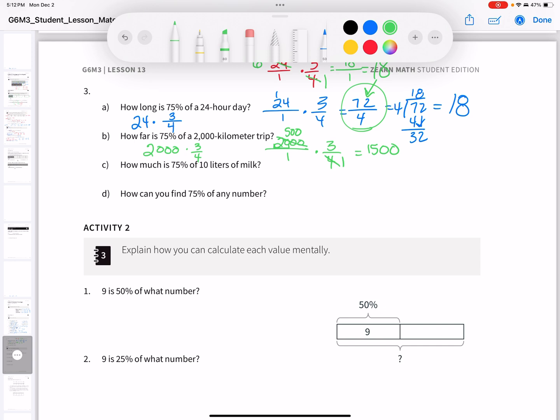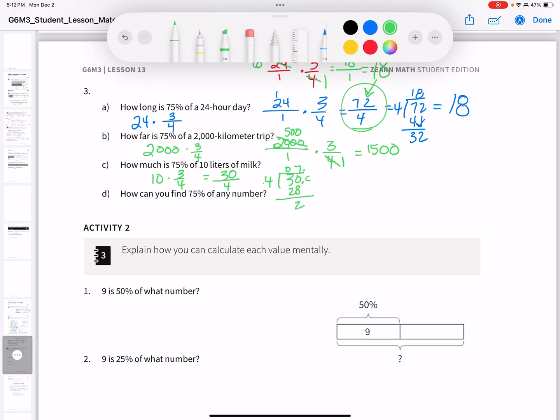How much is 75% of 10 liters of milk? Well, I would do 10 times 3/4. So 10 times 3 is 30 divided by 4. So 30 divided by 4. 4 goes into 3 0 times. 4 goes into 30 7 times. That gets us 28. Leaves us with 2.